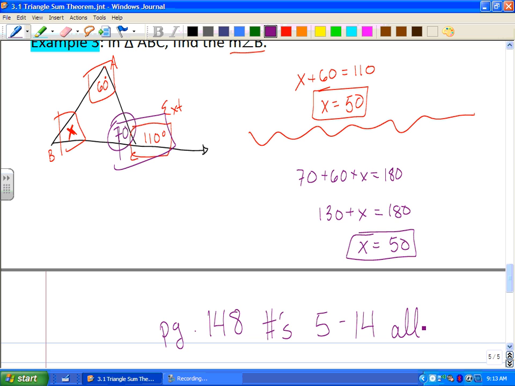All right, your homework is page 148. It's numbers 5 through 14 all.